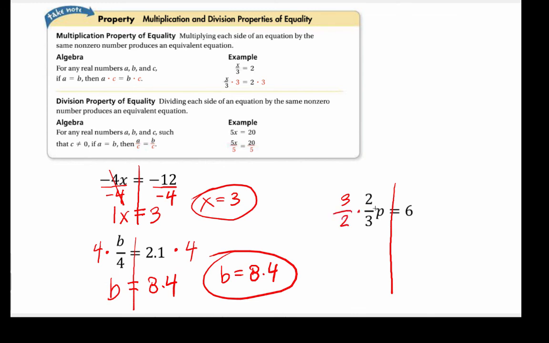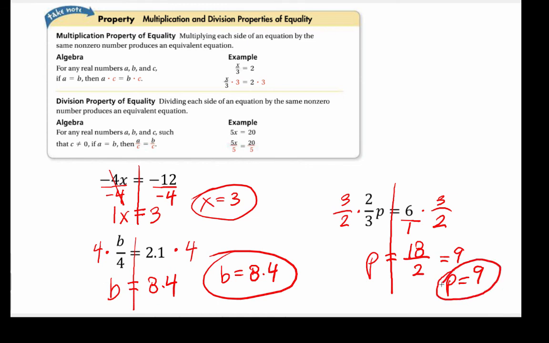The reciprocal of 2/3 is 3/2. So I multiply both sides by 3/2. 3/2 times 2/3 is 6/6, which is 1. So we get p on the left. 6 times 3/2: the way we multiply a whole number by a fraction is to remember to put the whole number over 1, multiply the numerators, multiply the denominators. 18/2 reduces down to 9. So our solution in this last equation is p equals 9.